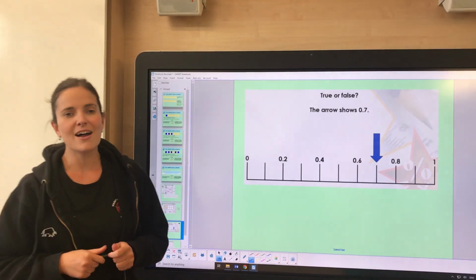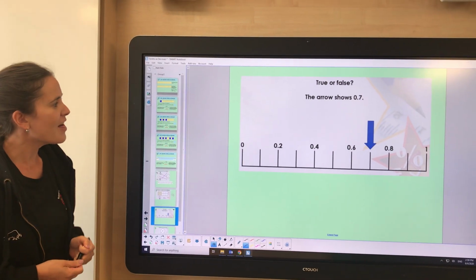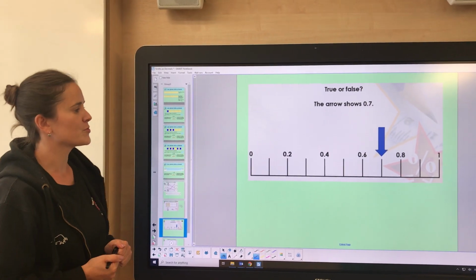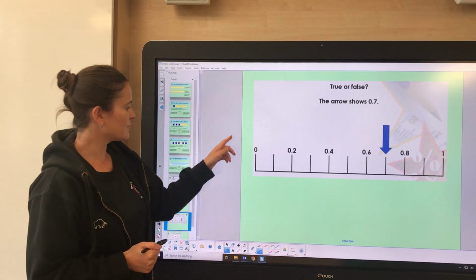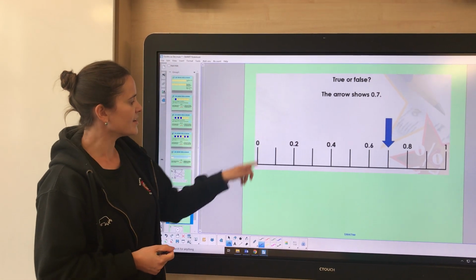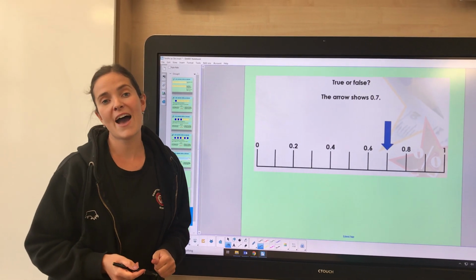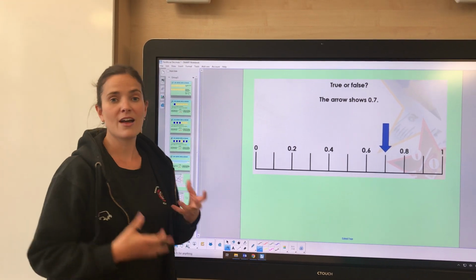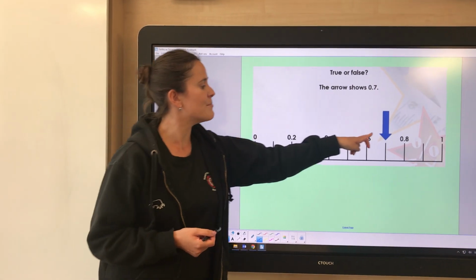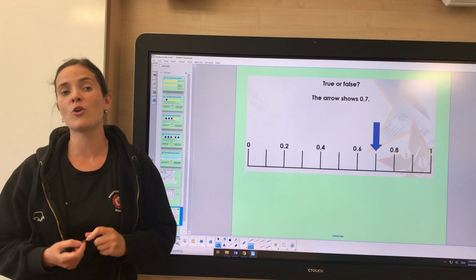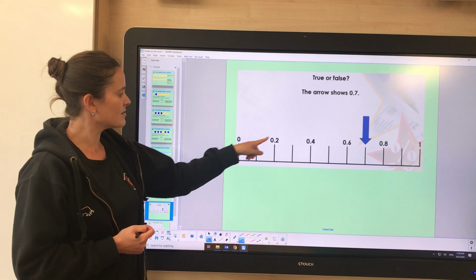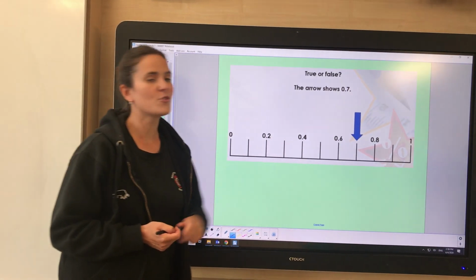This is the next one, a lovely true or false question. The arrow shows 0.7. Is that true or false? So we have our number line from 0 all the way up to the number 1. You can see some of the lines have got a decimal number already, showing how far along the line we are. And there are some other lines that are empty, and the blue arrow is pointing to one of those empty lines.